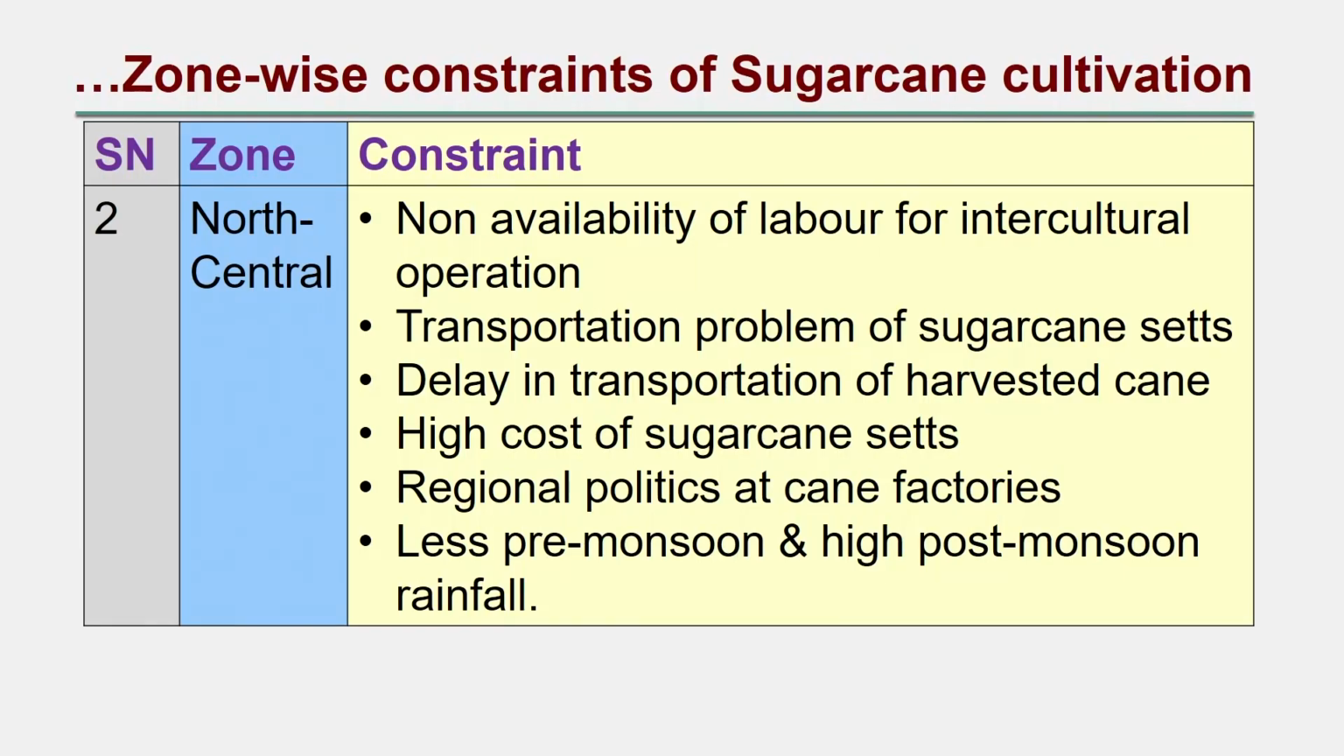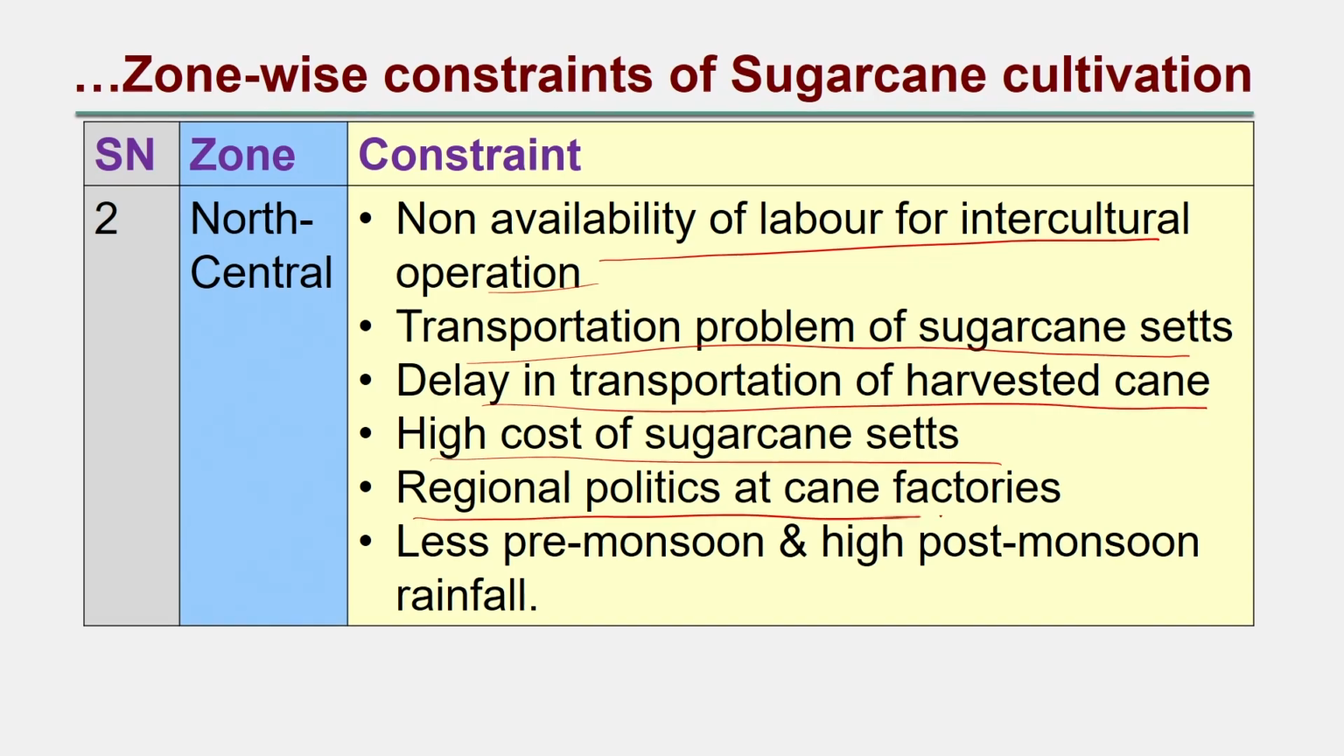So these are the limitation or constraint in northwest zone. Now in north central zone, again non-availability of labor for intercultural operations, transportation problem of sugarcane sets, delay in transportation of harvested cane, high cost of sugarcane sets, regional politics at cane factories. This is also a constraint. Less pre-monsoon and high post-monsoon rainfall can also happen.